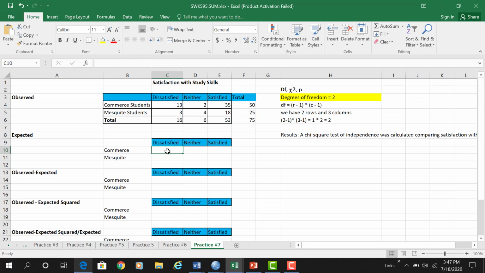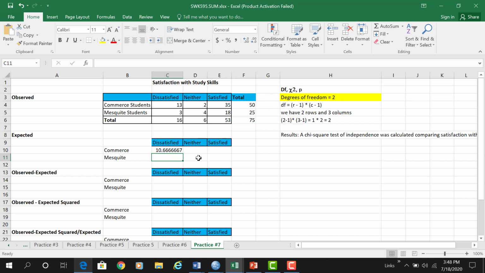Okay, so to calculate the expected, we're gonna look at Commerce students first. So we're gonna do equals, and make sure we open our parentheses. Equals the total column for the first column times the total for the rows for Commerce students. And then we're going to divide that by the total amount.